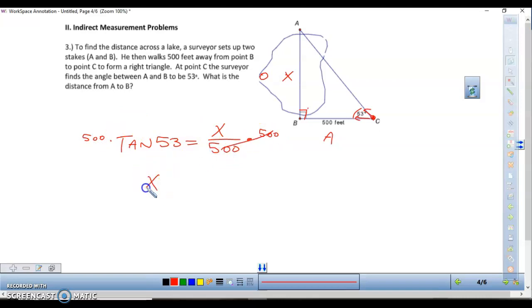And I'll get that x is equal to 500 times the tangent of 53, which is 663.5. And you guys remember, that will be feet. If you are not getting these answers correctly but you're following the steps appropriately, make sure your calculator is in degree mode.